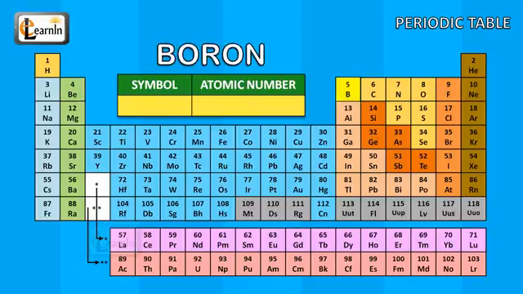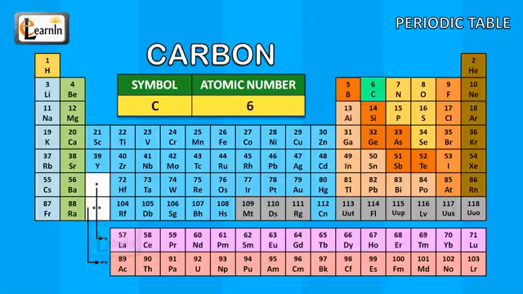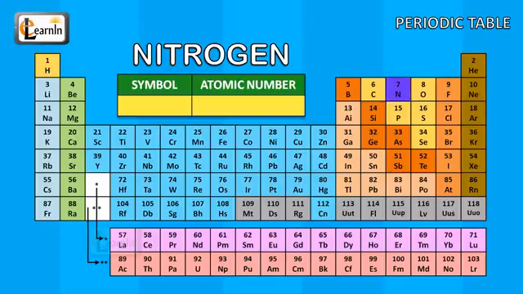The element boron is represented as B and has an atomic number of 5. The element carbon is represented as C and has an atomic number of 6. The element nitrogen is represented as N and has an atomic number of 7.